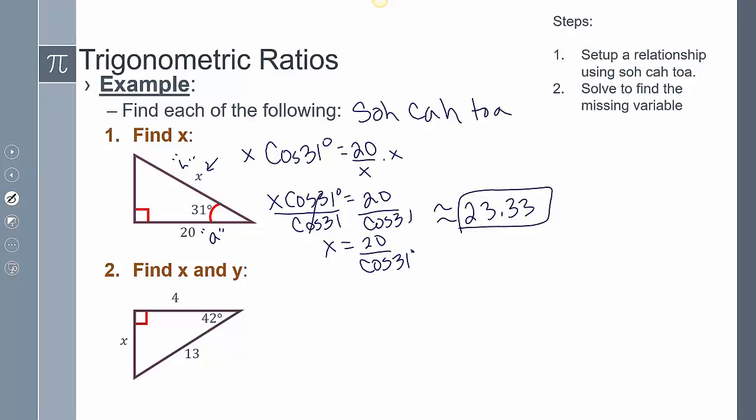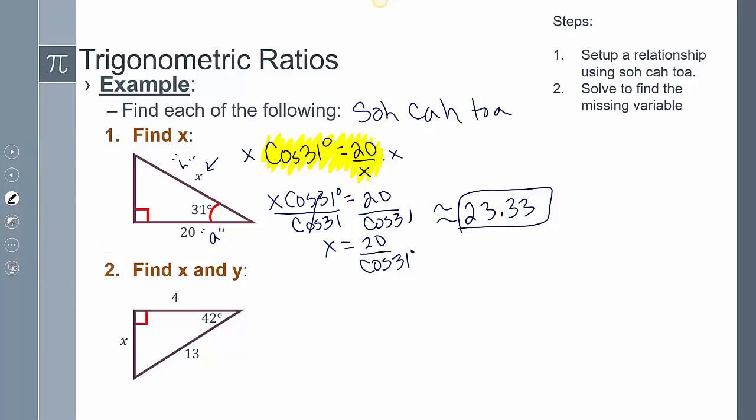So the first thing that I did here is I set up a relationship. I said the cosine of 31 degrees equals adjacent over hypotenuse. Then from there, I got x by itself, which is what I did for the rest of this, and once I had x by itself, I was able to enter that in my calculator, and I got my value.